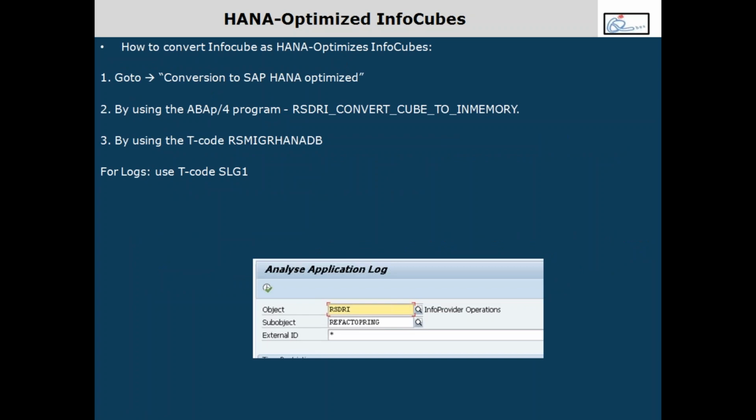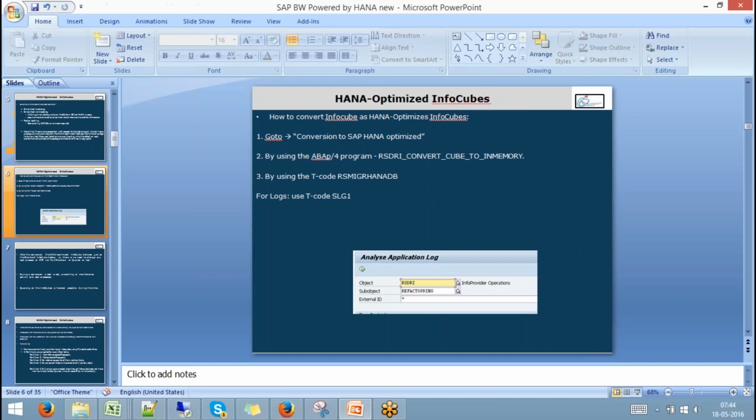Now you know about HANA optimized cube. The question is, if I have a normal cube, how do I convert that to an in-memory cube or HANA optimized cube? Very, very important.